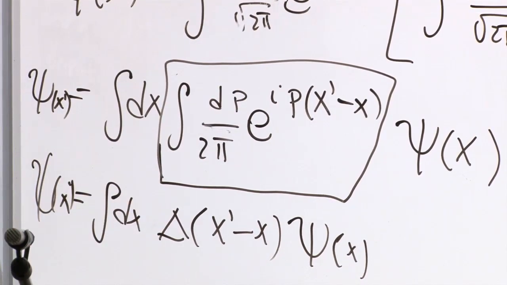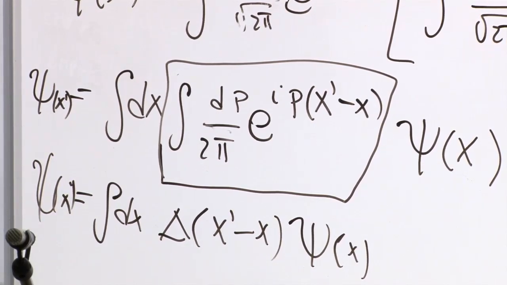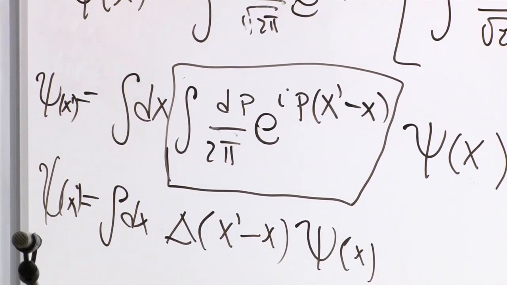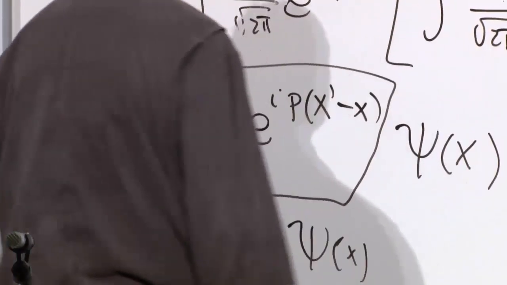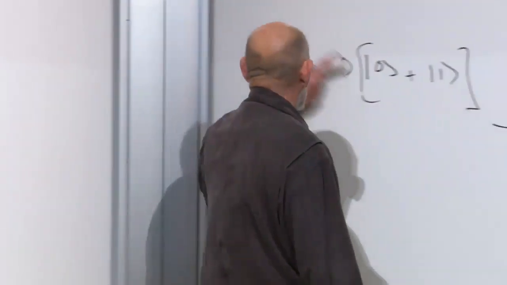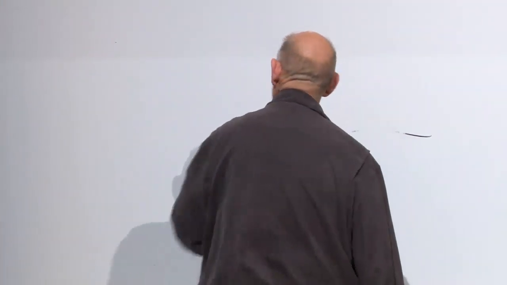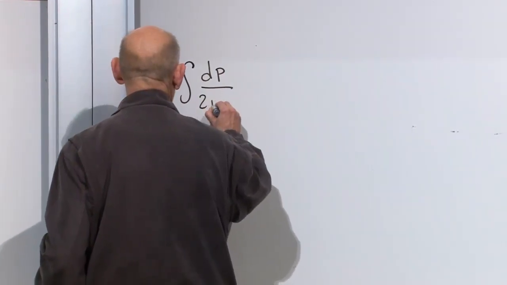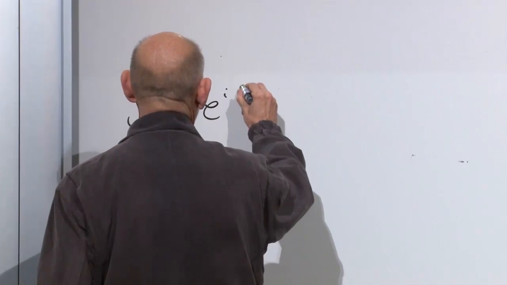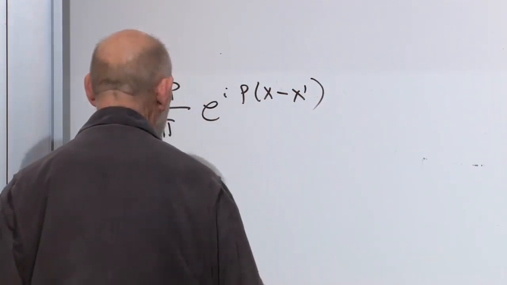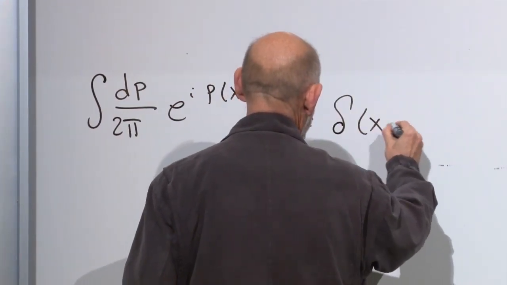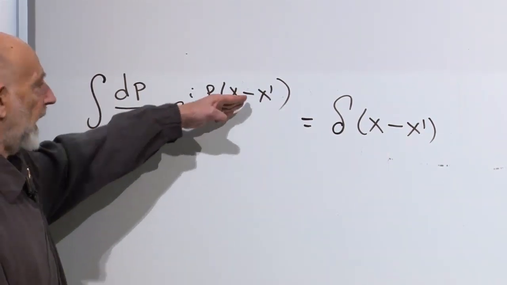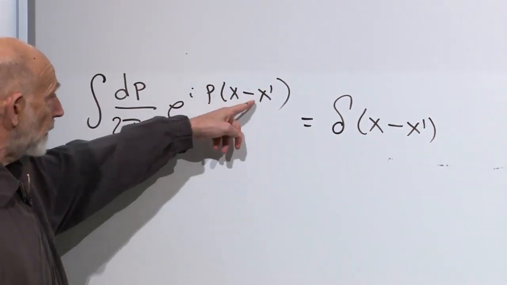What does it tell you about this capital delta function? It's just a good old delta function. It's just a good old Dirac delta function. So we've proved an interesting relationship, and one that is at the heart of many, many things in quantum mechanics. Here it is. The integral dp over 2 pi e to the i p (x minus x prime) is equal to delta of x minus x prime. In other words, a kind of screwball way of writing the delta function by itself, expressing it as a Fourier transform or a sum of plane waves.